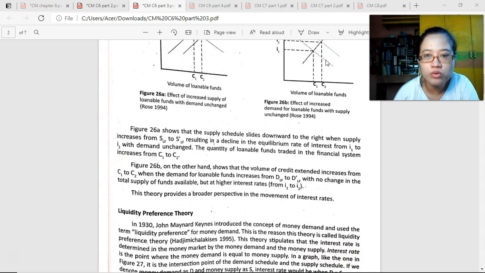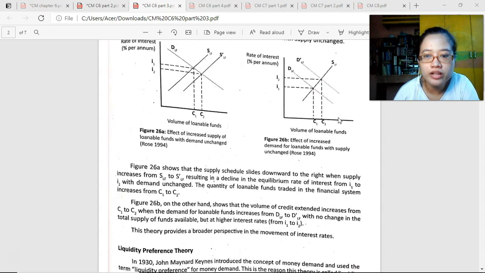Itong kasunod, yung 26B, the volume of credit extended increases from C1 to C2 when the demand for loanable funds increases. Okay? From DLF to D2LF with no change in the total supply of funds available, but at higher interest rates. Okay? Normal na ganito rin yung situation ng normal demand and supply for goods and services. Sa supply, kapag increase, edi sa right side yung line. Okay? Kapag decrease, dito sa left side.